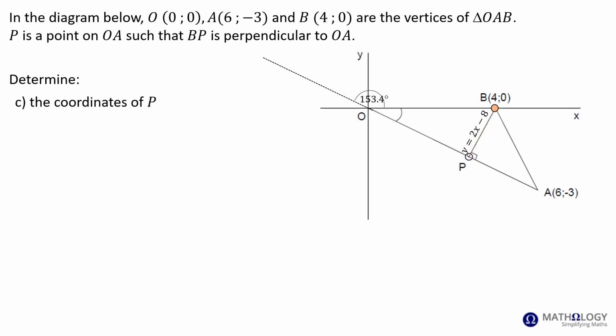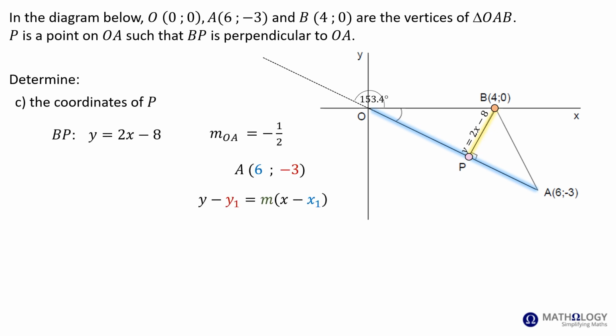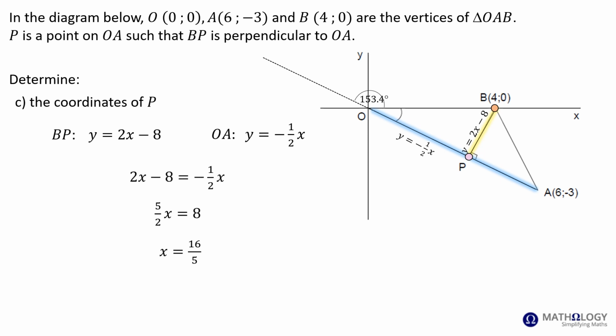To determine the coordinates of P, which is the point of intersection of line segments BP and OA, we will equate the equations of these lines. We have just determined the equation of BP, so we proceed likewise to determine the equation of OA, which is given by y equals minus a half x. Finally, to determine the coordinates of P, we equate the equations of these line segments. P is therefore the point (16/5, -8/5).